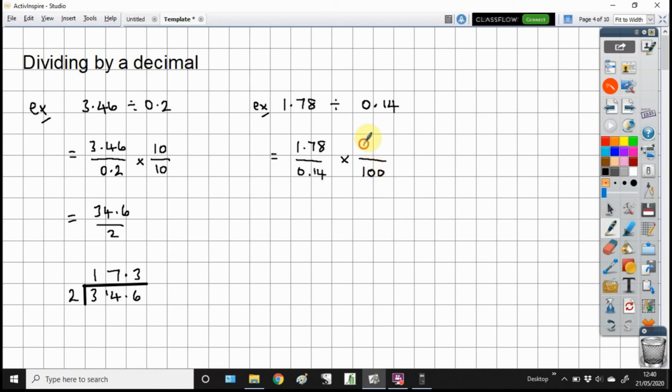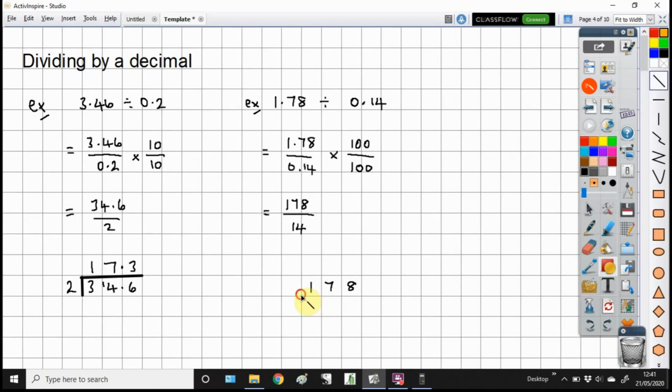And that's fine as long as we do the same to the numerator, so that as we did in the first example, we're actually just multiplying by 1 overall. We're not changing anything. Now, 1.78 times 100 is 178. 0.14 times 100 is 14. And so we need to do 178 divided by 14.